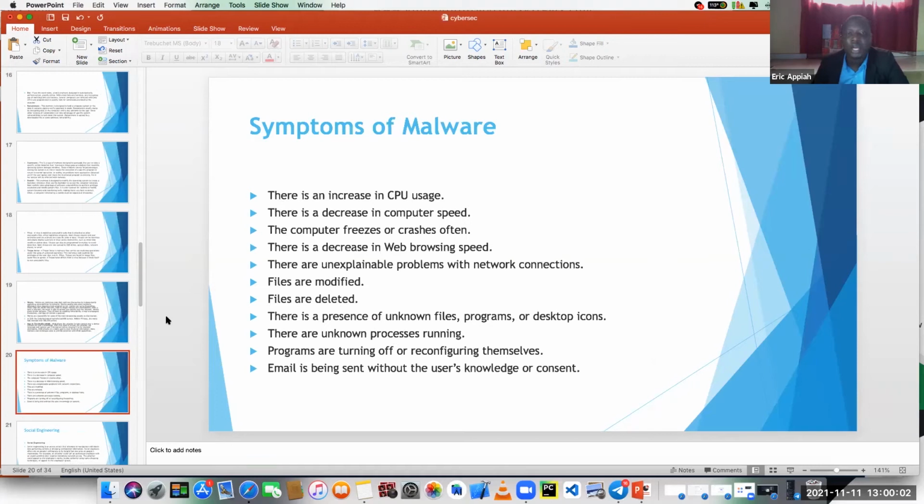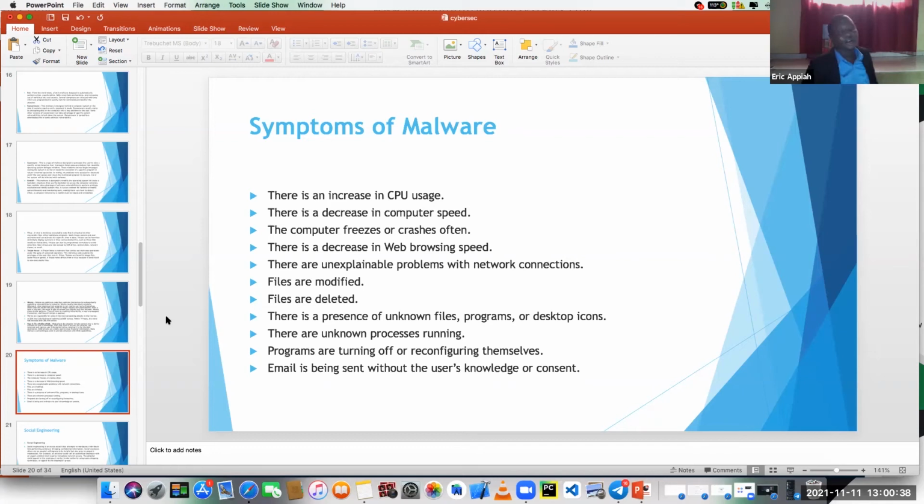Okay, so how do you know you have been affected by malware? Usually there is an increase in CPU usage. You can see that you're not really using your laptop or computer, but your system is running. It's either heating or you can hear the fan. And there is a decrease in computer speed because there is an increase in CPU usage. You are not using the machine for anything, yet you can see that the speed has decreased.